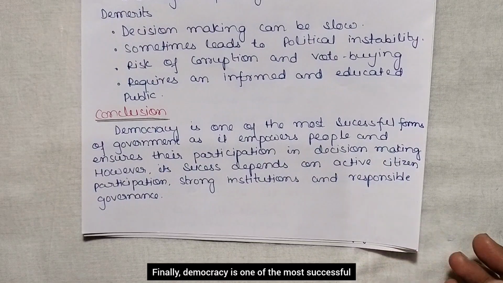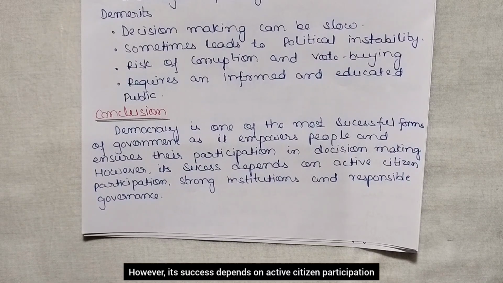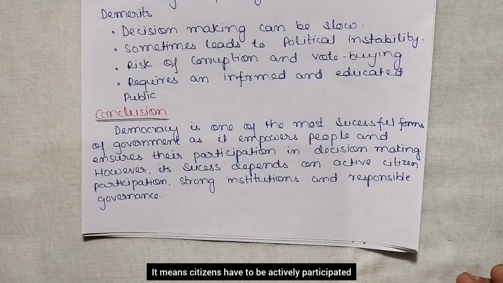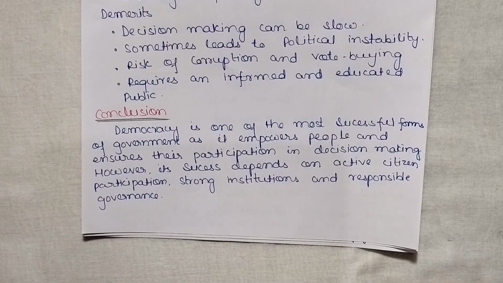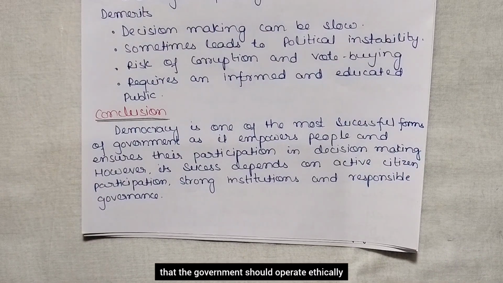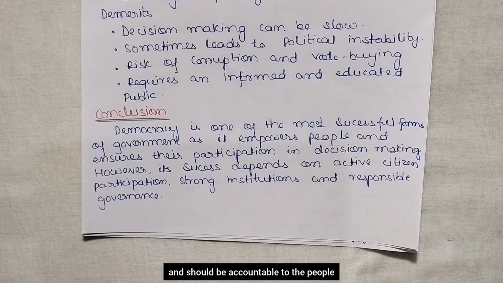Finally, democracy is one of the most successful forms of government as it empowers people and ensures their participation in decision making. That's why it is most successful. However, its success depends on active citizen participation. It means citizens have to actively participate in the government, and then there must be strong institutions and responsible governance. It means that the government should operate ethically and should be accountable to the people.